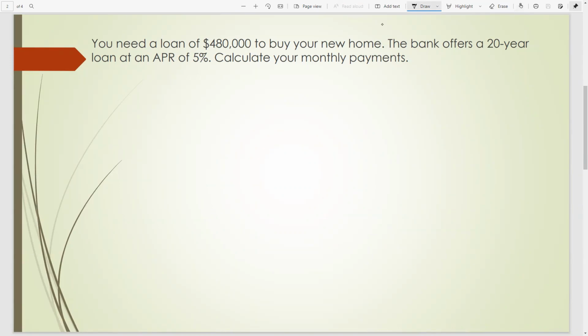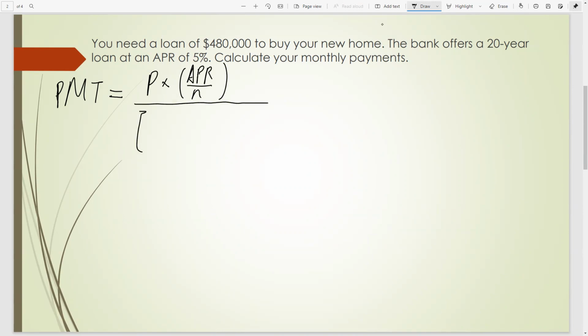From the last page, the monthly payment will be the principal multiplied by the rate over N, divided by the long one, 1 minus 1 plus the interest rate over N, raised to the negative NY. Okay, that's the formula.